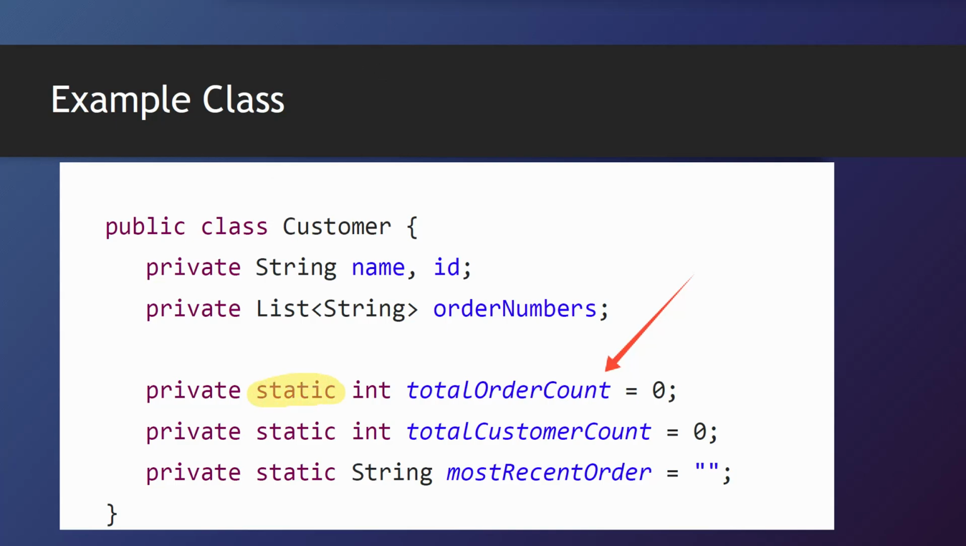You might also have a count of all customers that have been created. This is one piece of shared data that really describes the class itself rather than any individual customer object. And again, we've declared it as static.